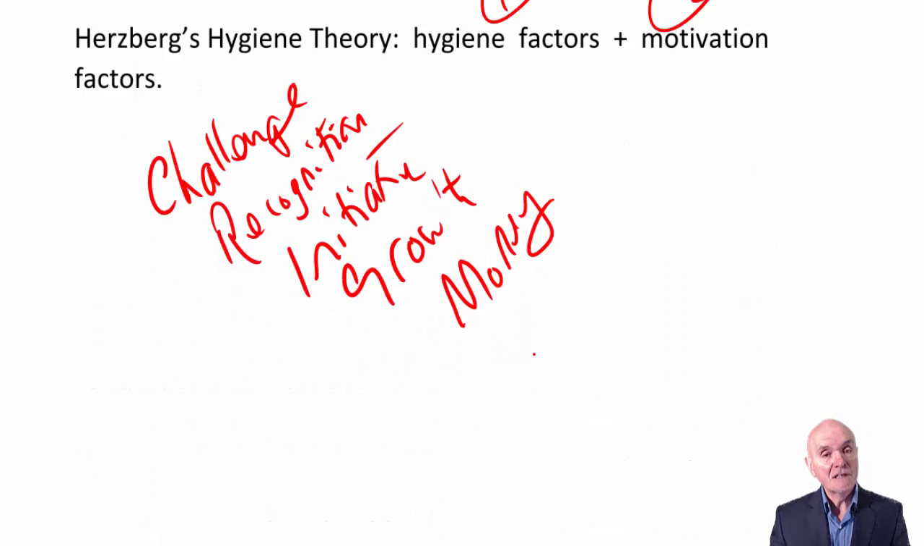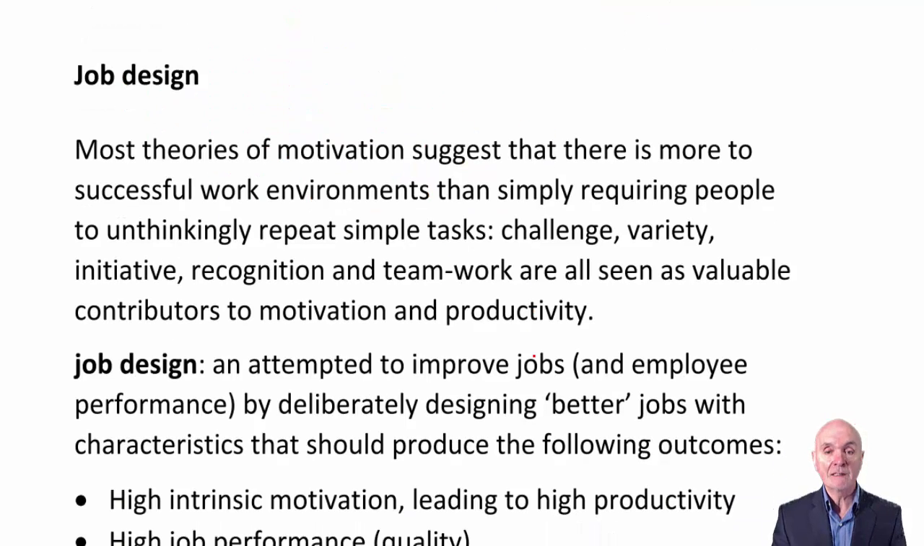Now, we want to get these hygiene factors in the workplace. We want to get the motivational factors in the workplace, but how can we get them in the workplace? And this is where job design comes in. So what we're trying to do in job design is to put in challenge and variety and initiative and recognition and so on, which are the sort of qualities seen as valuable motivators. And job design is the deliberate changing of what people do to try to introduce some of these elements to make the jobs better and more motivating.